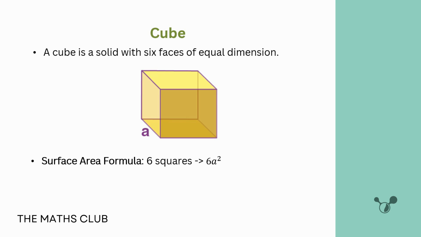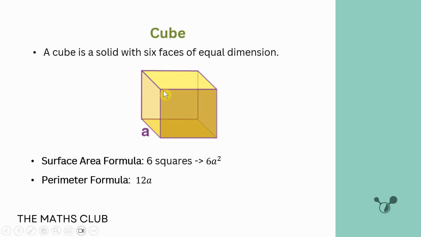And we said there are 6 faces. This one, this one, this one, this one, the front, and then the back that is just behind. So there are 6 faces. That means the surface area is going to be 6A squared because there are 6 faces.